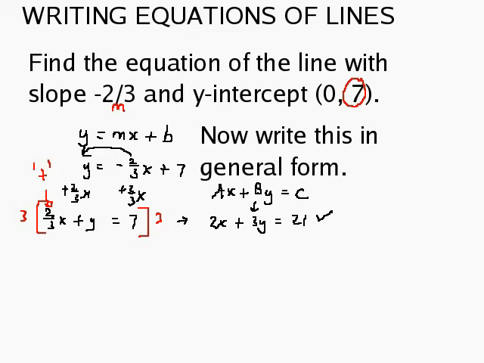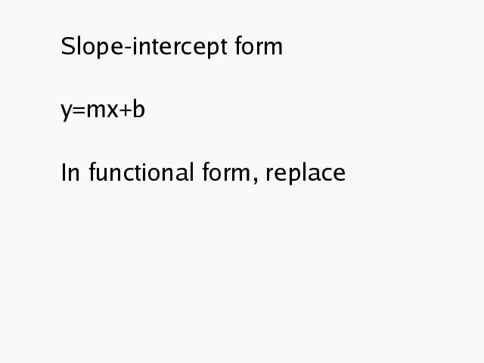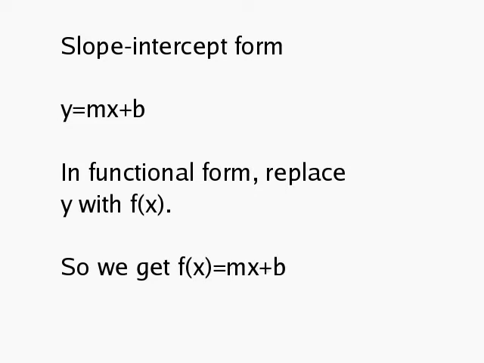So sometimes they'll ask you to write the equations in slope-intercept form or functional form, and I'll mention that too. Let me just clear this off. Now I'm going to say slope-intercept form is y equals mx plus b. In functional form, replace y with f of x. So in functional form, we get f of x equals mx plus b. So it's very similar. If they say write in functional form versus write in slope-intercept form, if you can solve for y, you're going to be very successful.